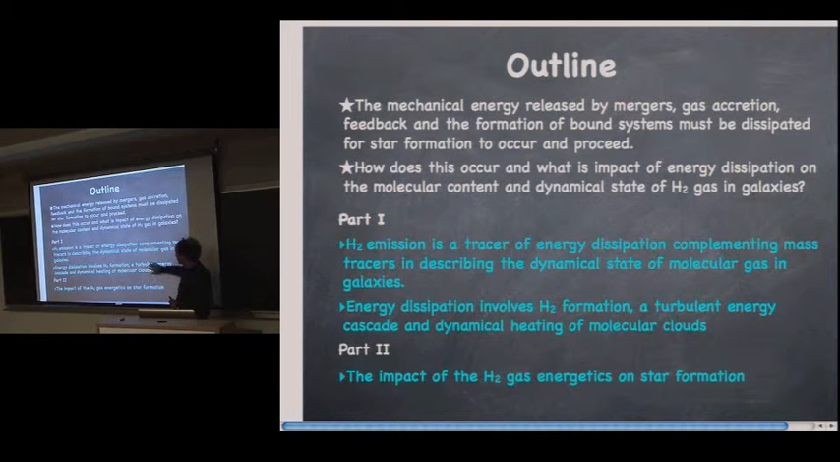I will show you through some observations that this energy dissipation is the source of formation of molecular hydrogen. It's what produces the gas which eventually we transform. And this dissipation involves a turbulent energy cascade. This cascade keeps the gas very turbulent, and sometimes this is quenching star formation.